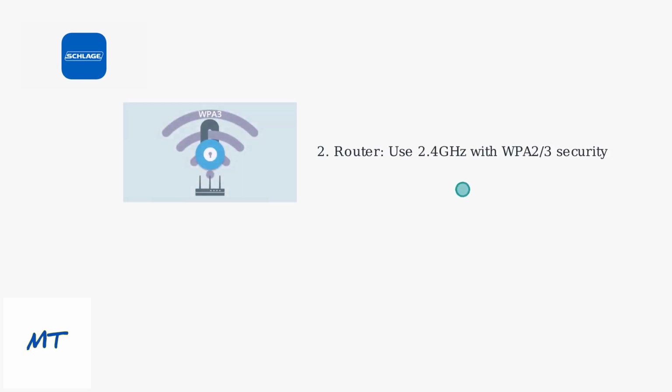Before exploring advanced solutions, start with these basic troubleshooting steps for your Schlage Encode lock disconnection issues. First, power cycle the lock by removing the batteries for 10 seconds. This clears temporary glitches without losing data. Ensure your router broadcasts a 2.4 GHz signal with WPA2 or WPA3 security. Avoid 5 GHz as the Encode lacks native support.